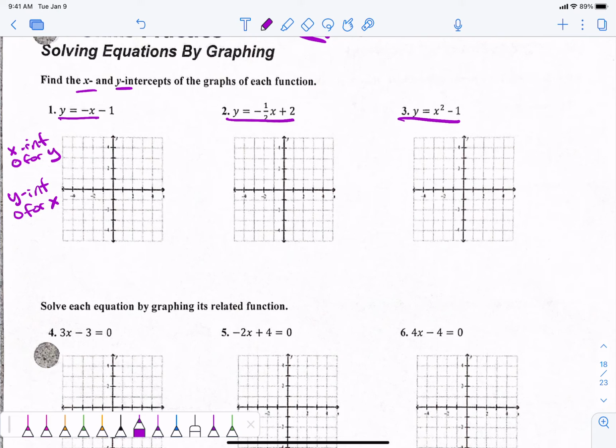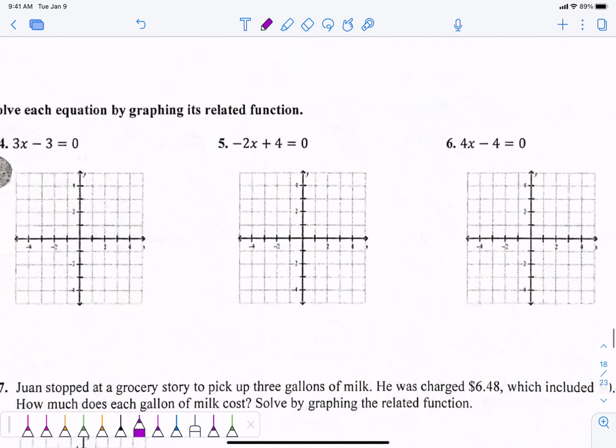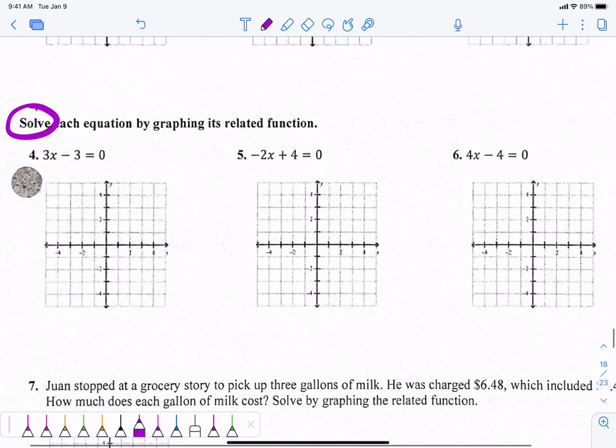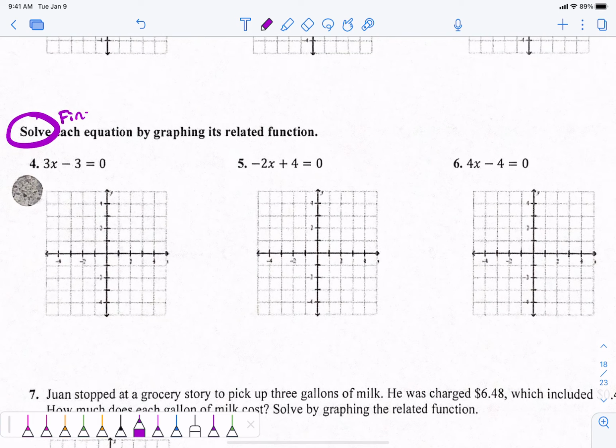Okay, now, this is the weird part that I don't really agree with. I should fix this at some point. But 4, 5, and 6 says solve each equation. What does it mean to solve? Solve it. Find the solution. And what's a solution? It's the x-intercept, right? It means find the x-intercept, okay?